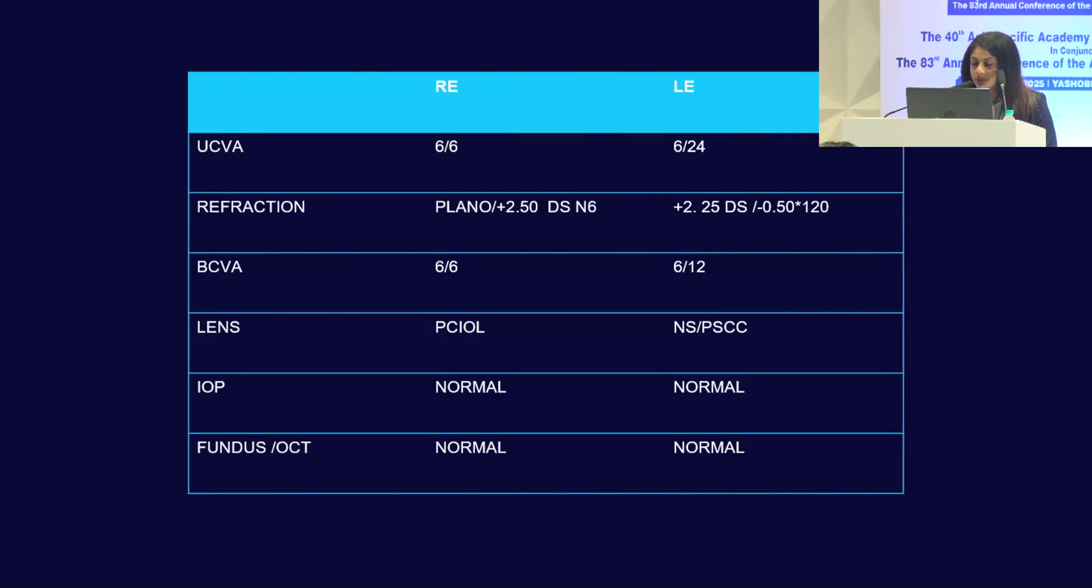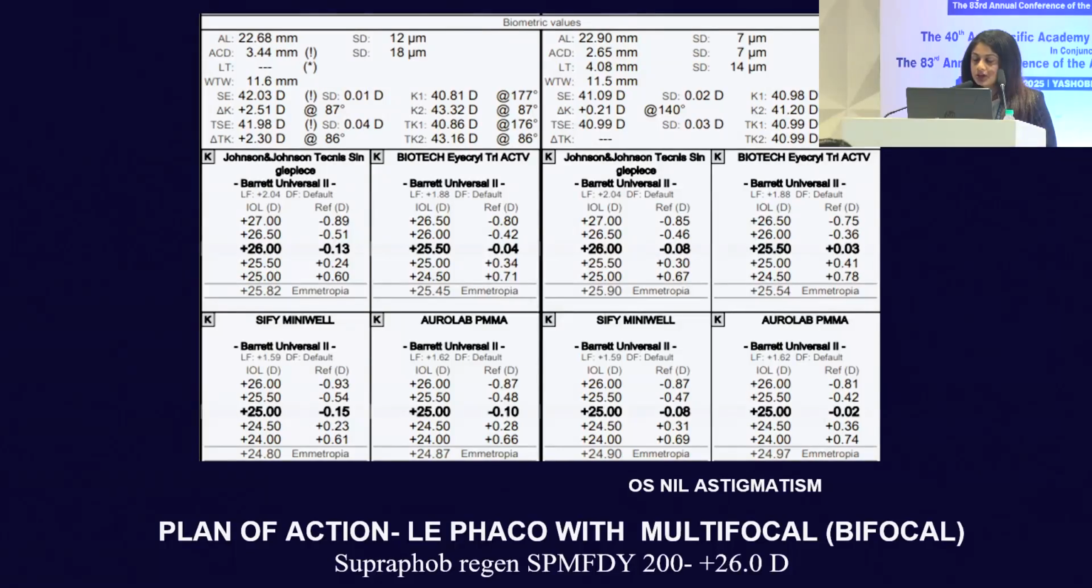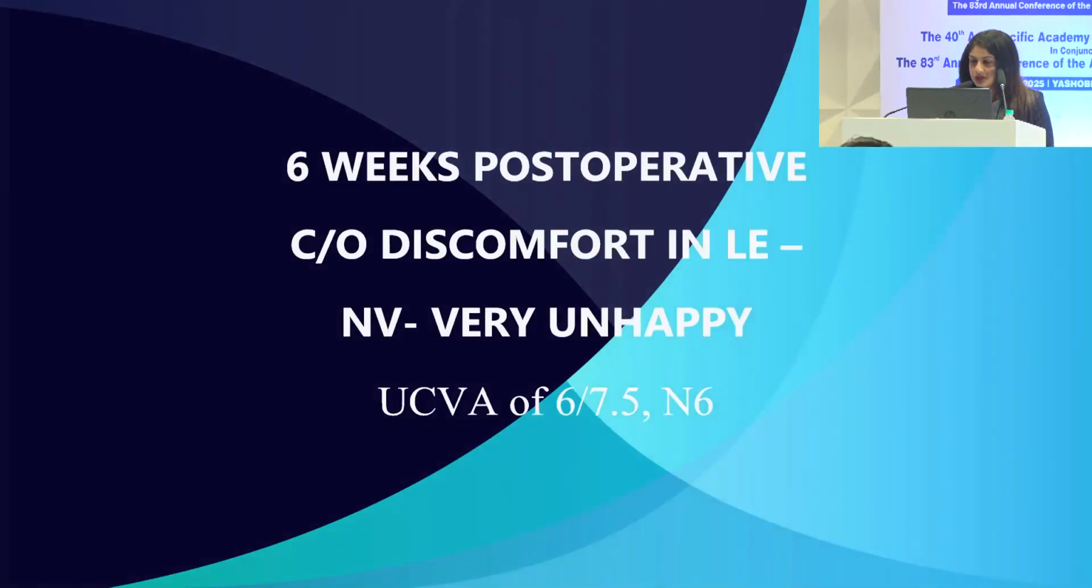Both eyes had normal fundus and macula. So given her previous multifocal IOL experience, we opted for phacoemulsification with a bifocal MF IOL in her left eye. Biometry was performed using IOL Master 700 using the Barrett's Universal 2 formula, and a suprafob region plus 26 diopters lens was implanted. For our patient, this wasn't just about the clear vision, it was about precision in a craft and an improved quality of life.